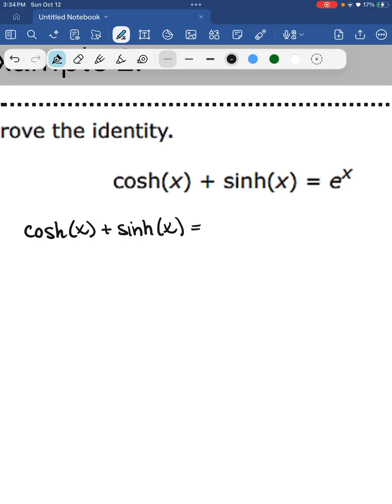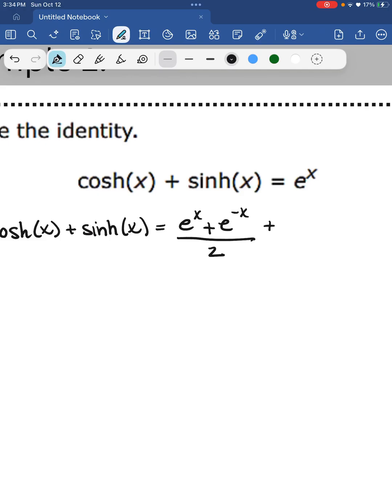Not bad. Okay, so that's sort of the big picture. You need to be working with the definitions of cosh and sinh, and then again verifying these. Let's take a look at our next page here.